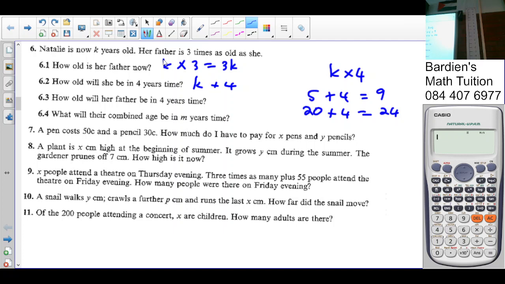Okay, if the father is now 3K, how old will he be in 4 years' time? So what did we do for Natalie? We just add 4. Not so? So what must we do with the father? Add 4. It's simple. You add 4. So it's going to be 3K plus 4. 7K.